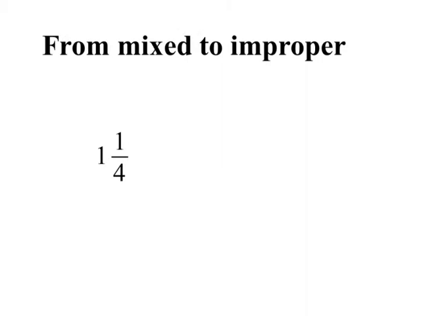Let's start with a mixed number and go to an improper fraction. And the important thing to remember here is that a mixed number like 1 1/4 is just a slightly simpler way of writing a whole number plus a proper fraction. In this case, the whole number is 1 and the proper fraction is 1/4. You know that 1/4 is a proper fraction because the numerator is smaller than the denominator.